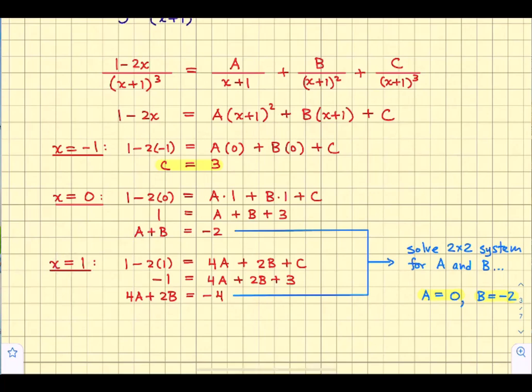Let's make another choice. I'll just pick x to be 1. If I pick x to be 1 here, I get 1 minus 2 times a 1, so I get a minus 1 on the left. On the right, I'm going to get a 4a plus a 2b plus a c. My c is 3. When I look at this, this is one equation and 2 unknowns. I throw the 3 to the other side and I rearrange, and I get 4a plus 2b is minus 4. So now I have these 2 equations and 2 unknowns. If I put them together and solve this 2 by 2 system, you can do that using the method of your preference. It turns out that we'll get the a is 0 and the b is minus 2.